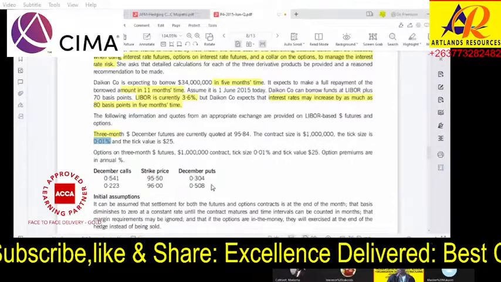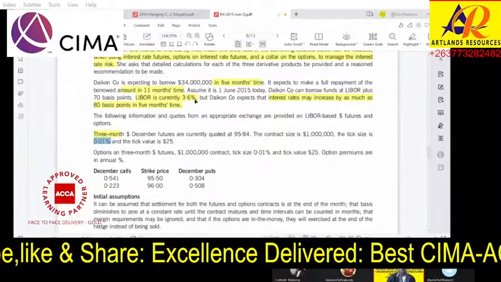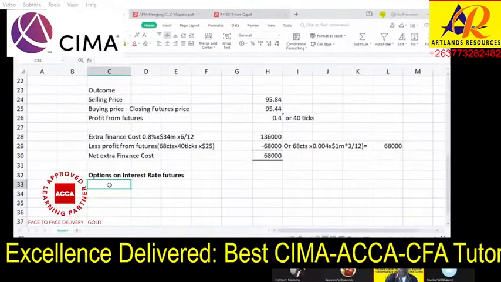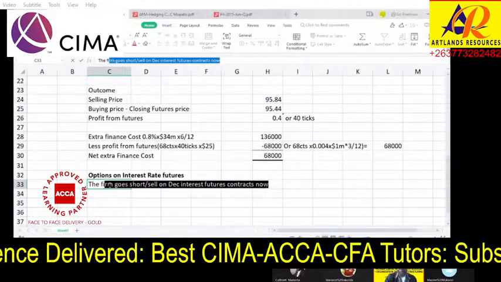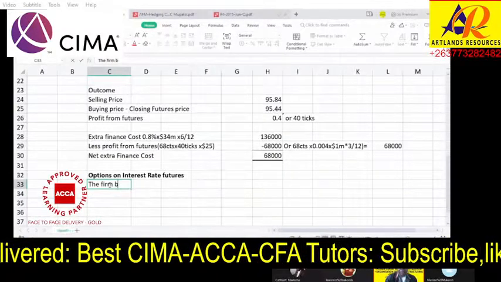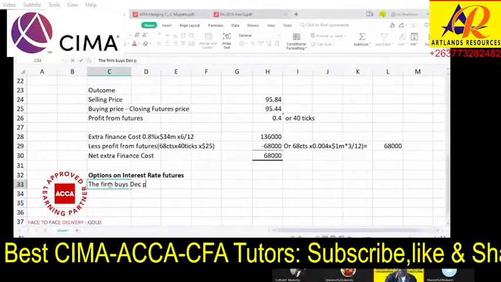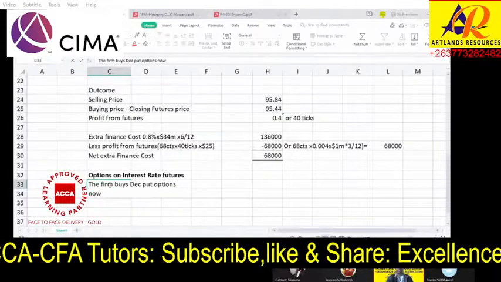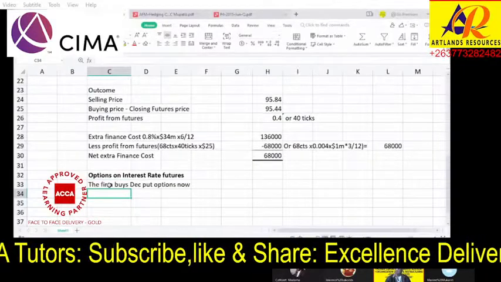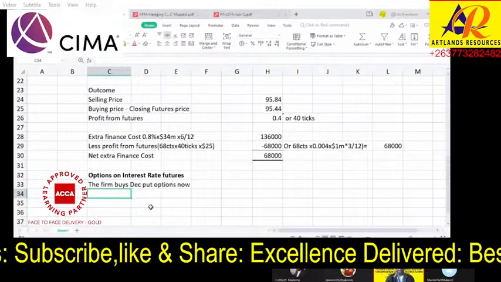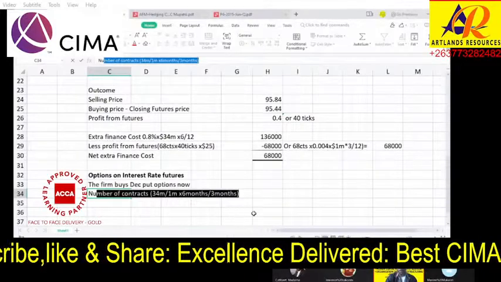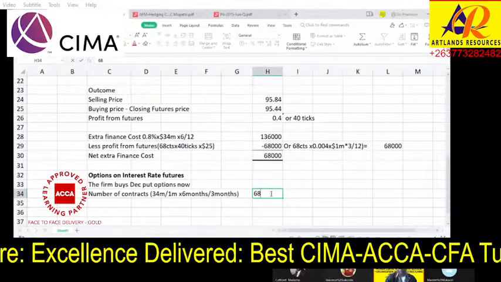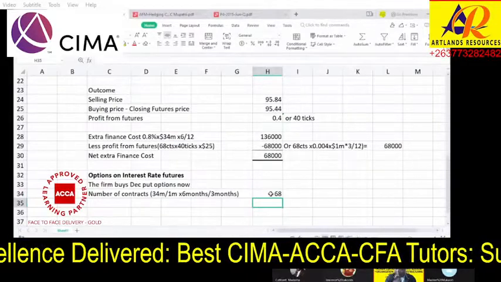So that is a very good statement to say: the firm buys December put options now. It's a very good statement. Because you are a borrower, you buy December put options now. Then the number of contracts is still 68 as before.